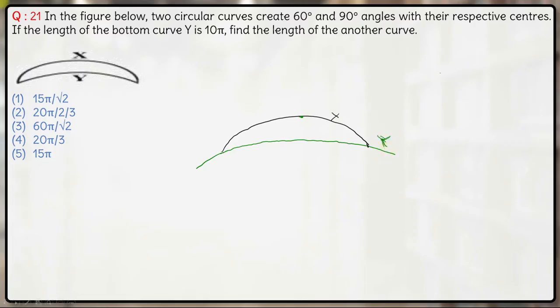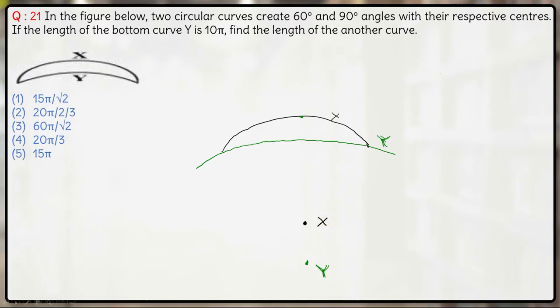Fine. So if I draw the center of arc X and arc Y, since this is a bigger circle, the radius of this circle will be bigger. That means the center of the circle will be lower than the center of the arc X. That means center of circle Y will be lower than the center of circle X. So if this is the center of circle Y, the center of circle X will be somewhere here.